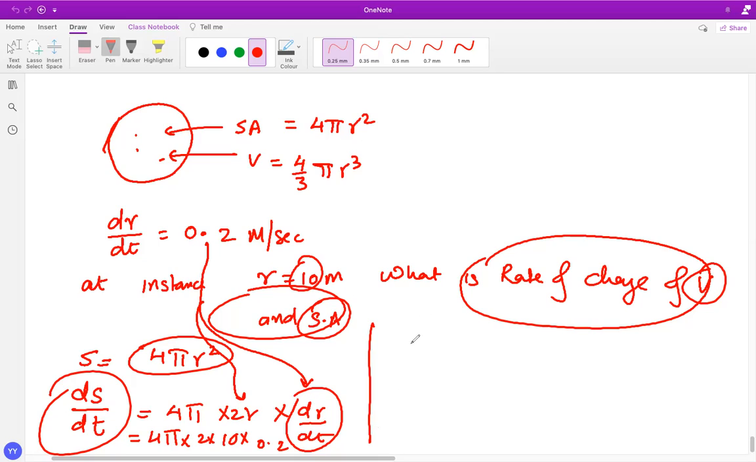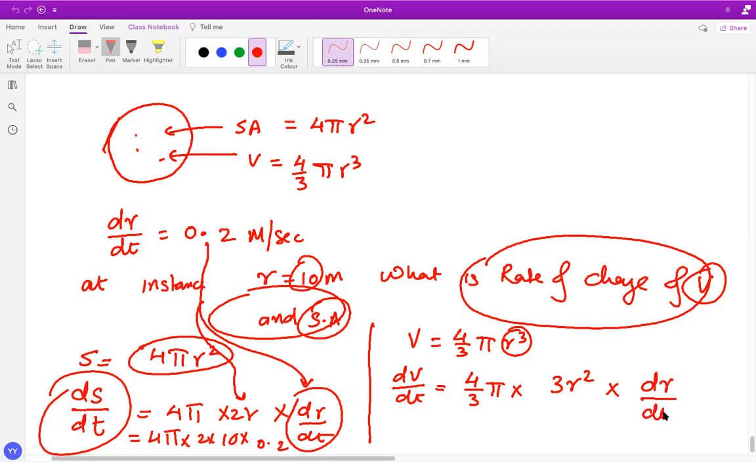Now coming to the volume part. So volume is basically 4/3 pi r cube. Now dV by dt here, if I do, is 4/3 pi times r cube, if I differentiate, it is 3r square, the normal derivative. Because I differentiated r, I do dr by dt here. So I did the normal derivative.